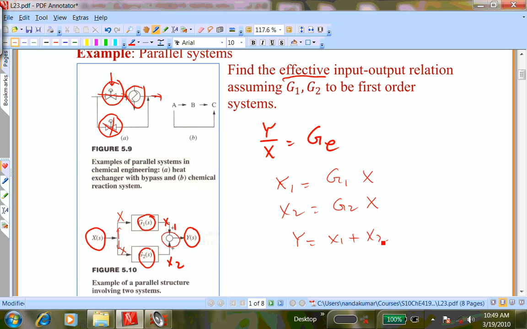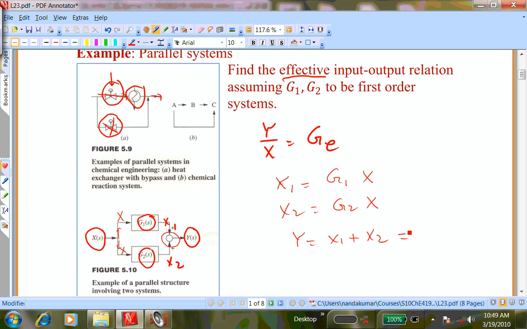So these three equations are arrived at by looking at the structure of the diagram and what happens between the input and the output of each element. And there are three elements here. G1 and G2 are the two blocks. The third one is the summation element. Okay? So you need to look at each one of them. So around the summation element, we get this equation, y equals x1 plus x2. And each one of the blocks, we get x1 equals g1x and x2 equals g2x.